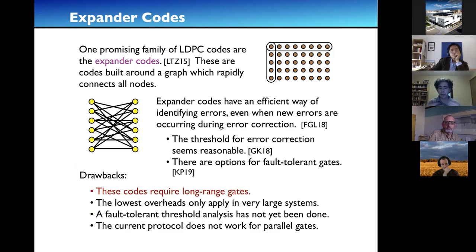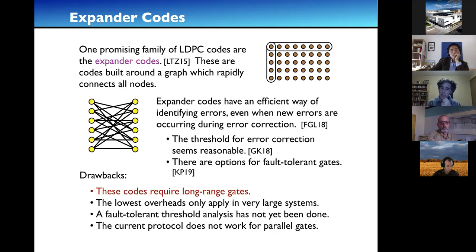It turns out that this family of codes seems to have a pretty reasonable threshold for error correction. We haven't done the full fault-tolerant analysis, so that might hurt it. There seem to be some options for fault-tolerant gates, and moreover, there are some good classical algorithms for figuring out what the errors are. It's called the decoding algorithm. This is actually a big problem in error correction, where you make some measurements, and those measurements, in principle, have enough information to tell you where the errors are. But actually figuring out where the errors are can be a very hard computation. So you want to use codes that have special properties that make the computation not so hard. Ideally, it should be really easy, but you can't always get everything you want.